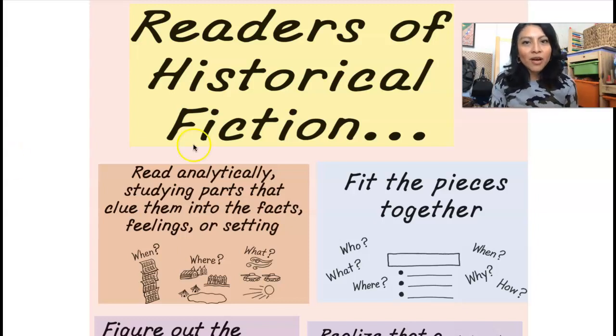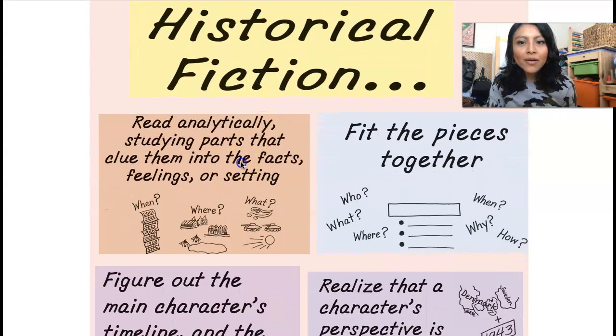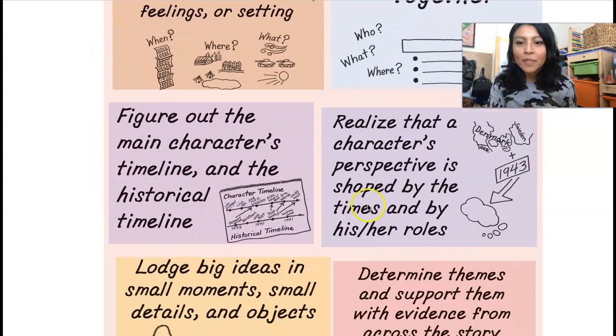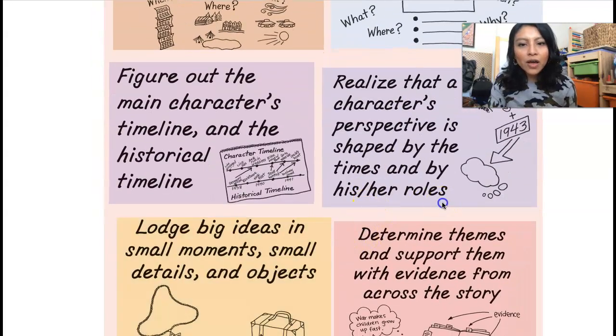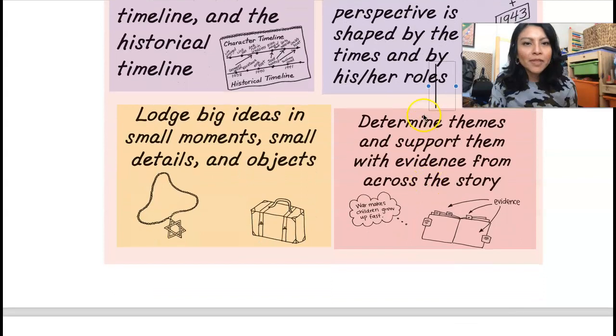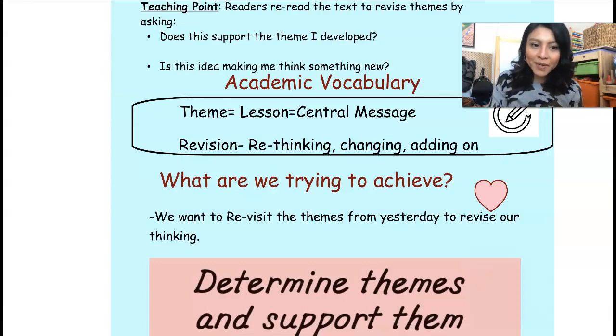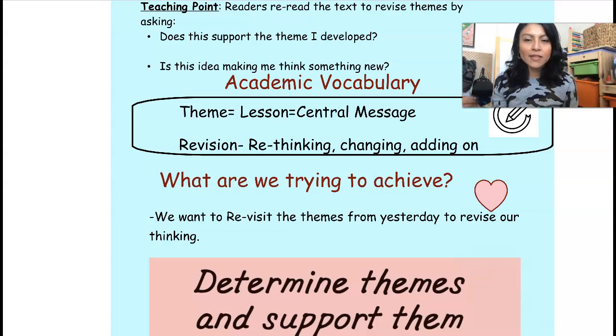Today I want to start off by reminding you of our Readers of Historical Fiction chart. Here are all the lessons we have been working on so far. You guys have done a great job. I want to remind you of our last session where we were determining themes and supporting them with evidence from across the text. Readers, you did a great job of finding a theme for Bud, Not Buddy. Now today we're going to take that initial work and we are going to be working on revisions. So follow me as I read our teaching point.